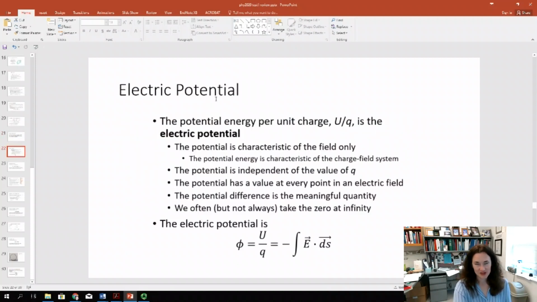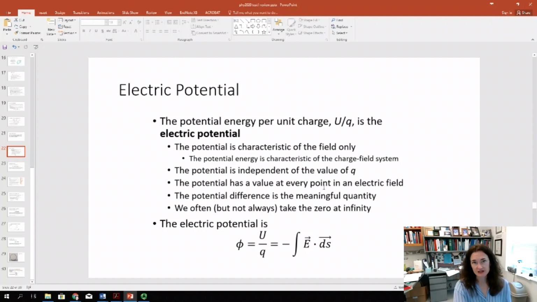Next idea. We also talked about the potential energy per unit charge, U over Q, or the electric potential. And sometimes I refer to this as voltage, just because students get a little confused about electric potential versus electric potential energy. Now, the potential is characteristic of only the field. The potential energy is characteristic of a charged field system. It includes information about the charge, but the electric potential or voltage does not. It just talks about the electric field.